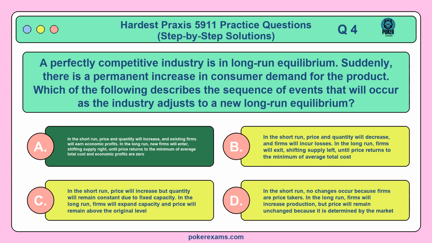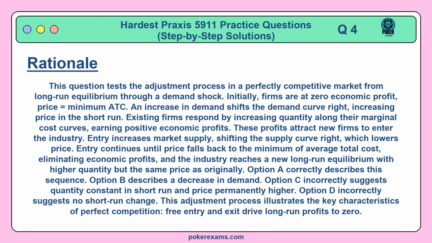The correct answer is A. This question tests the adjustment process in a perfectly competitive market from long-run equilibrium through a demand shock. Initially, firms are at zero economic profit, price equals minimum ATC. An increase in demand shifts the demand curve right, increasing price in the short run. Existing firms respond by increasing quantity along their marginal cost curves, earning positive economic profits. These profits attract new firms to enter the industry.